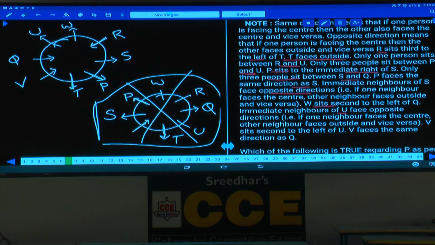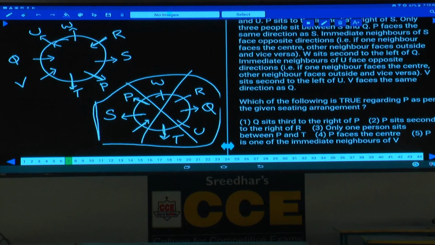Is this clear? Now question number 7. Which of the following is true regarding P as per the given information? Q sits to the right of P. True or false? Definitely true. That is choice 1. Question number 7 is choice 1.